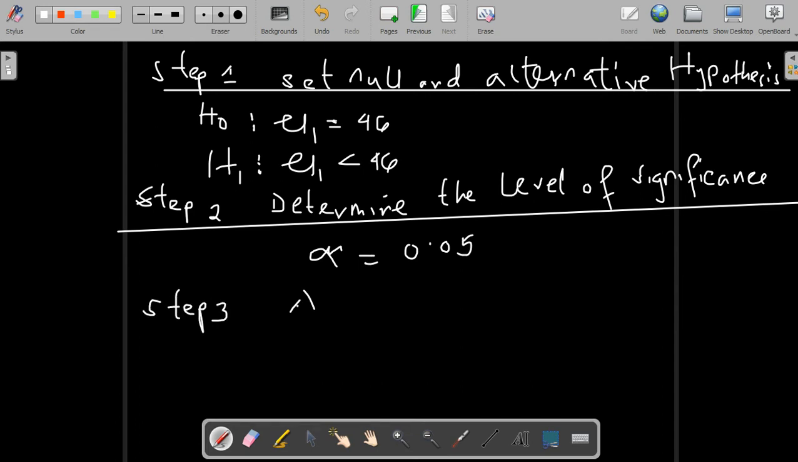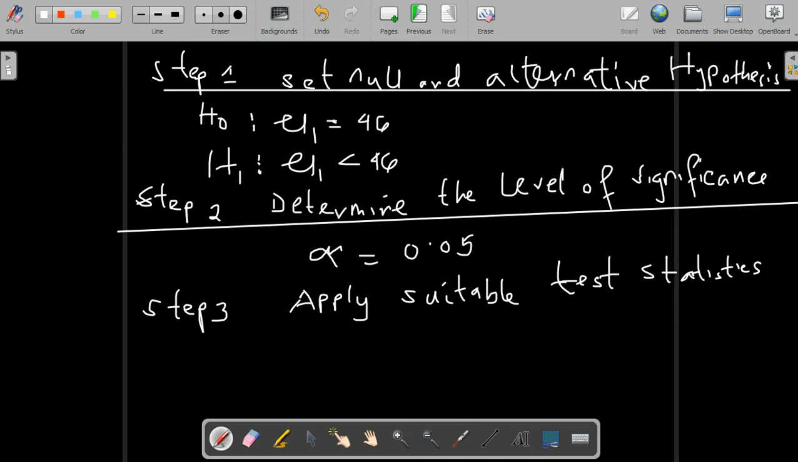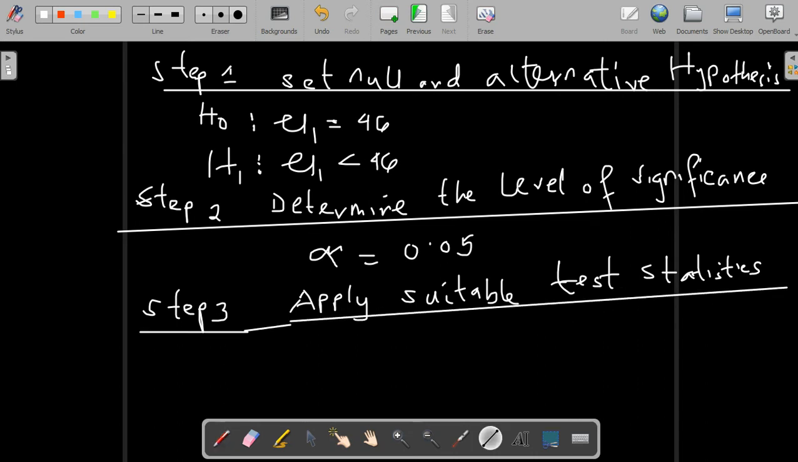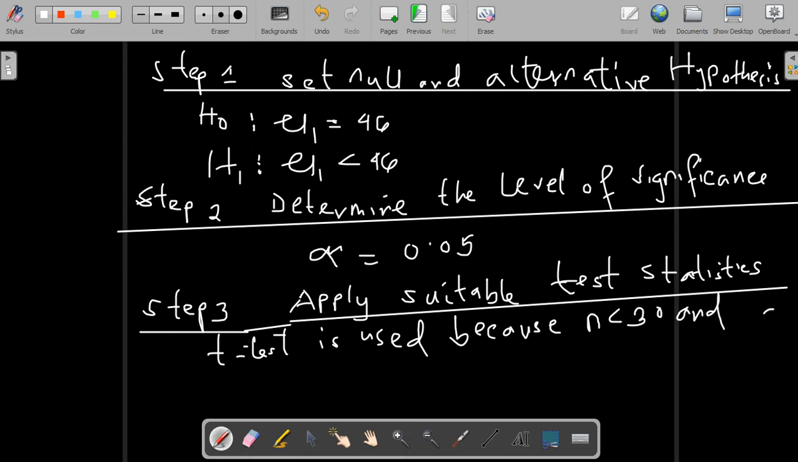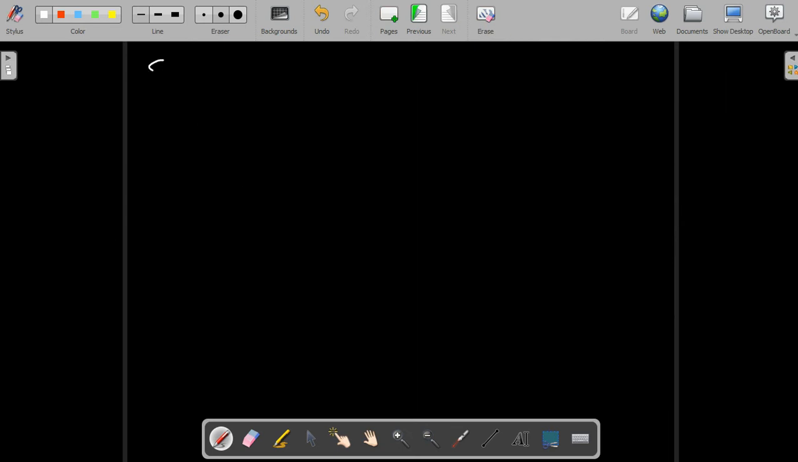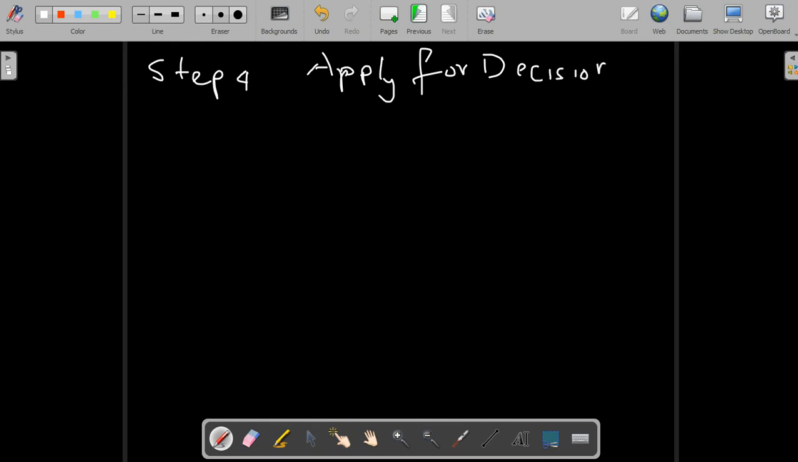Step number 3, we apply the suitable test statistic that will be favorable in tackling our scenario. So the test that is most favorable here will be the t-test, since the number of observations we have is less than 30 and the population standard deviation is unknown. For such a case, we go to step number 4, where we apply the decision rule.